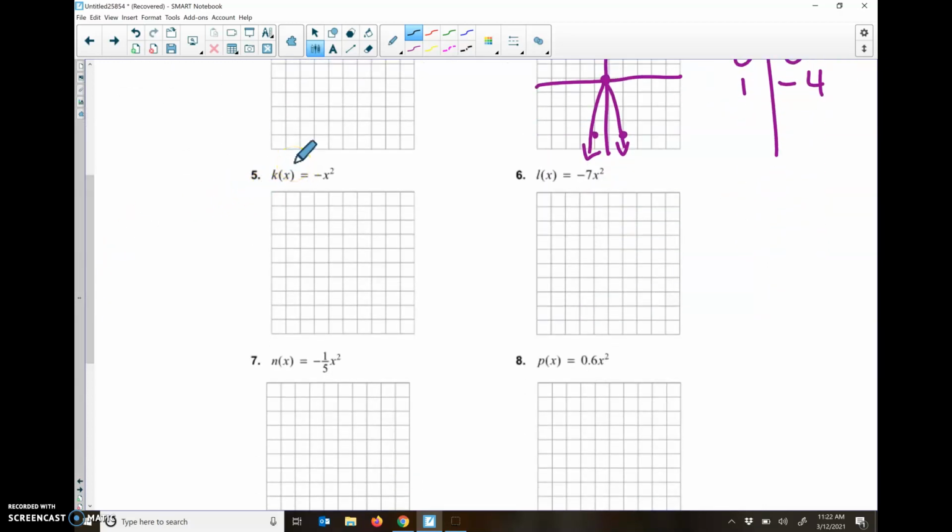Okay, number 5 is kind of tricky. There's no number in front of it, so this one's not going to have a stretch or a shrink, but it does have a negative sign in front of it. So if we compare it from x squared to negative x squared, well, the difference is that negative sign. And remember that negative sign just means it's going to have a reflection over the x-axis.